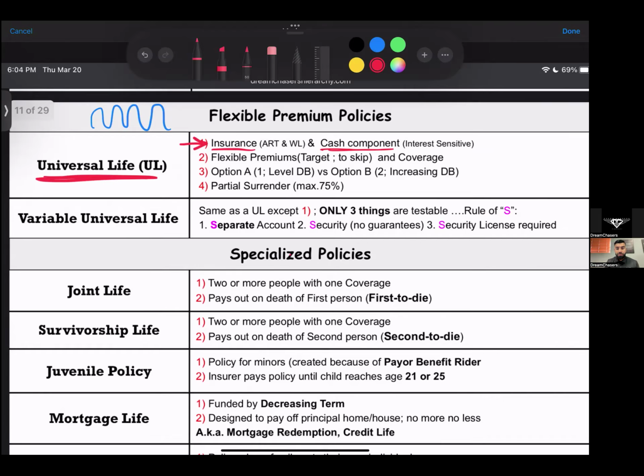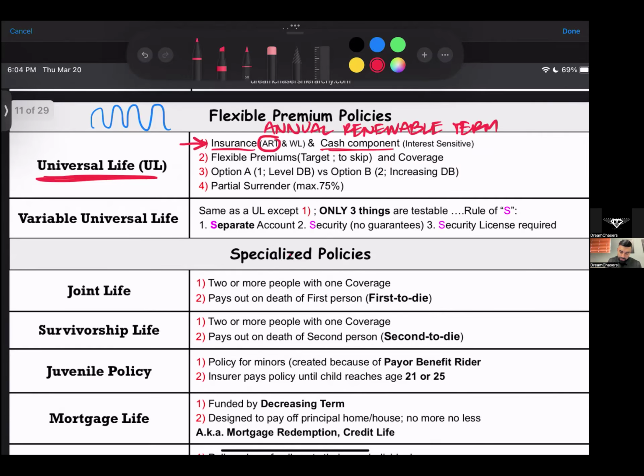If they're referring to whole life insurance, they'll say cash value. Now, in universal life insurance, the life insurance part of the policy is what is known as ART, which, if you remember, stands for annual renewable term, a term that is going to renew every year, meaning the cost of the insurance gets more expensive. So universal life insurance has a cash component, a savings.